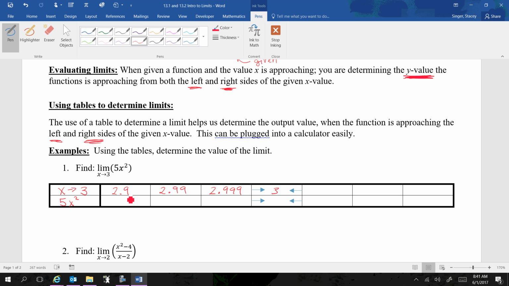If I went on the opposite side, what's something a little bit larger than 3? 3.001. And then a little bit bigger than that would be 3.01 and 3.1. The easiest way to do that is to always increase the decimal place or decrease the decimal place. So start with 3 decimals, and then go to 2, and then go to 1. So the easiest way to evaluate this is on your calculator, and I suggest you grab a calculator if you don't have one.